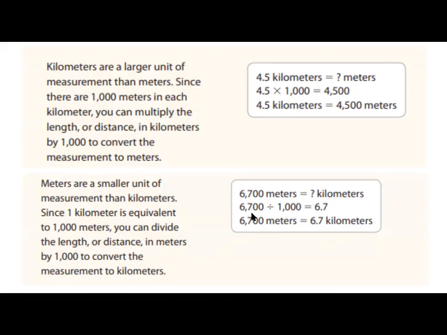So we take our original measurement, 6,700, and we divide by 1,000 in order to get 6 7/10 kilometers. So 6,700 meters is equal to 6 7/10 kilometers. So we can use what we've learned there with multiplying and dividing by powers of 10 to help us with our metric conversions.